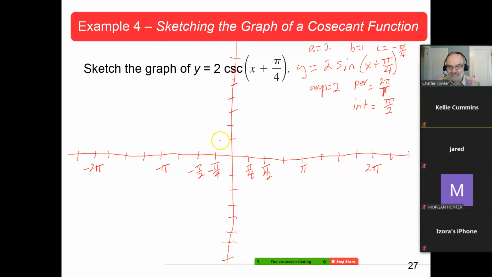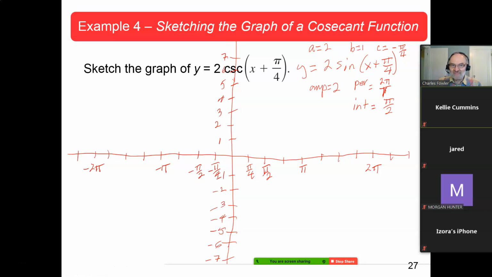Now going up, I think I'll stick with 1 through 7. Going down, negative 1, negative 2, negative 3, negative 4, negative 5, negative 6, and negative 7. Not that I really need those, but I'll put them in there anyway.